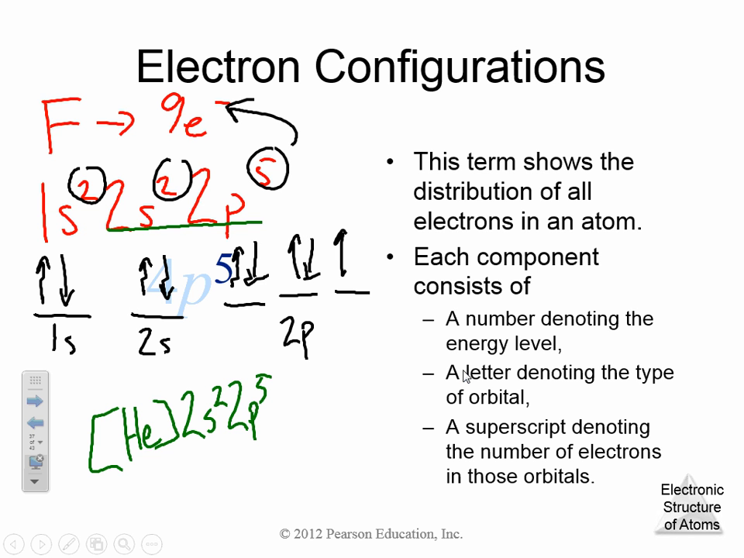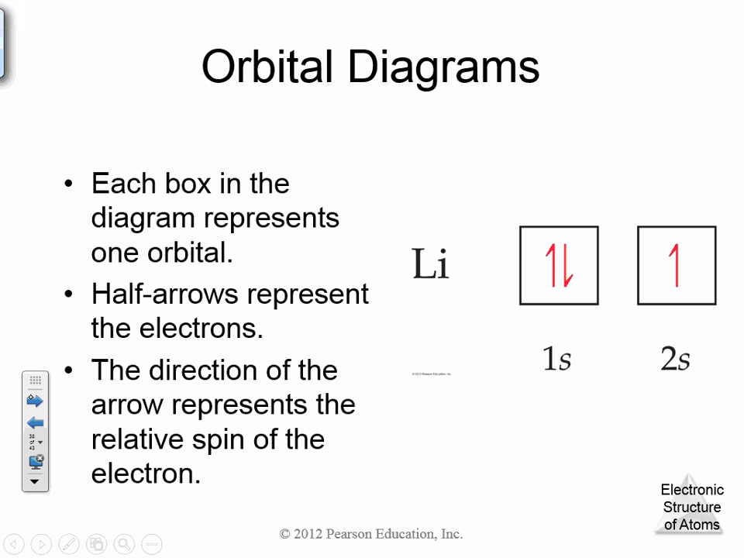So remember, you always abbreviate from the noble gas because all the noble gases have a complete outer shell. So there's electron configuration. A couple things with electron configuration. Here's an orbital diagram that we just got done showing. Instead of using lines, I use boxes. You can do either or, whatever your personal preference is.